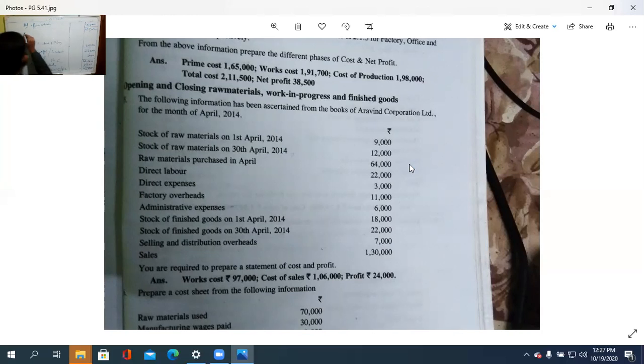103,000, add opening FG. Opening FG is how much? 18,000. So 103,000 plus 18,000, 121,000. Okay, 121,000, and from this we need to deduct closing FG.